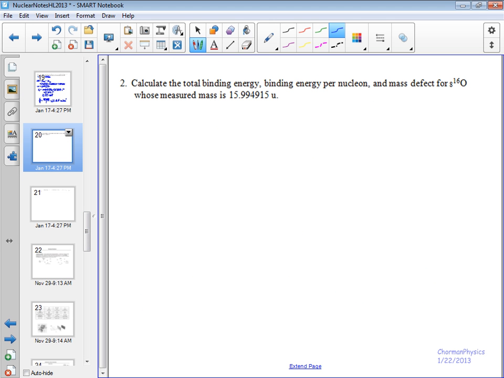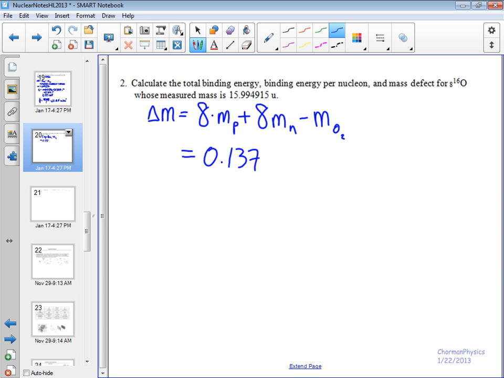All right, so here it says calculate the total binding energy and binding energy per nucleon and mass defect for oxygen-16, whose measured mass is given there. So you're going to do the same thing, okay? Your mass defect is going to be equal to 8 times the mass of the proton plus 8 times the mass of the neutron minus the mass of the oxygen nucleus. Okay, or you can just write mass of O-16, however you want to write that. When you do this whole thing, I'm not going to show all the work here. All right, you should end up with this for your mass defect.